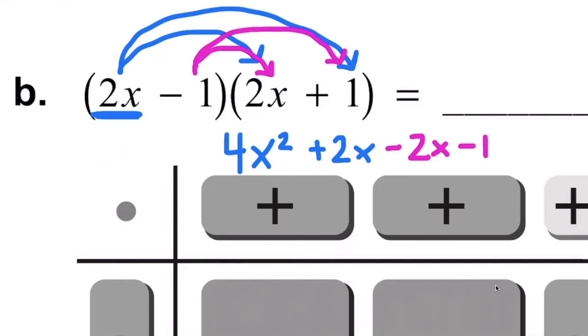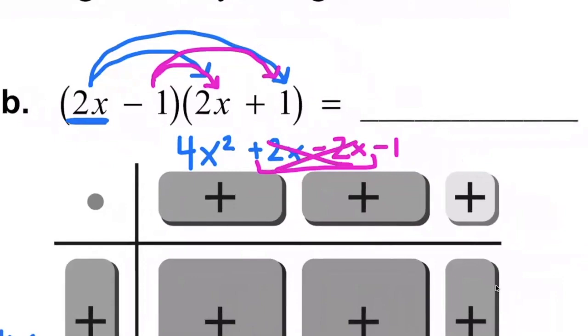So now from here is where I can actually start combining things and simplifying. Well, these are the 2 terms that can go together. I have 2 apples, I ate 2 apples. Now I have no apples. So that goes away. And I would be left with 4x squared minus 1.